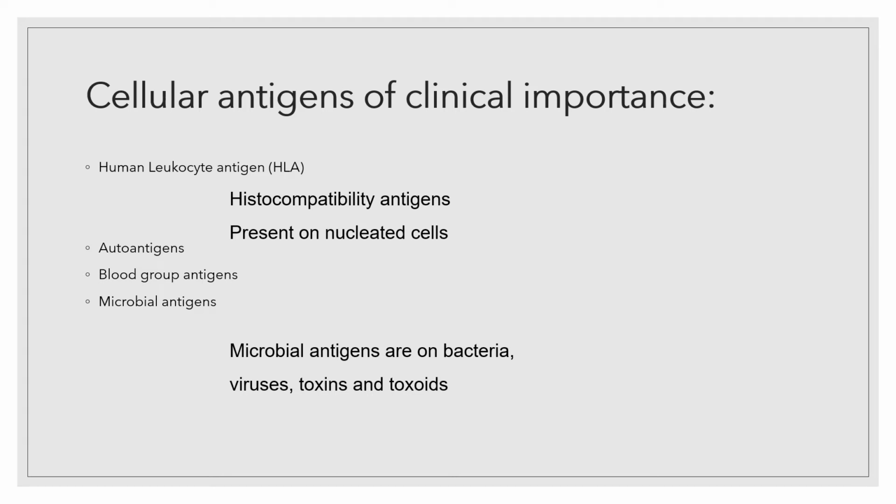Autoantigens are self-antigens that produce autoantibodies. Blood group antigens have properties that make them good antigens. Microbial antigens are on bacteria, viruses, toxins, and toxoids.